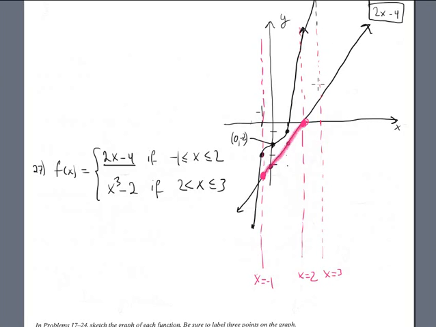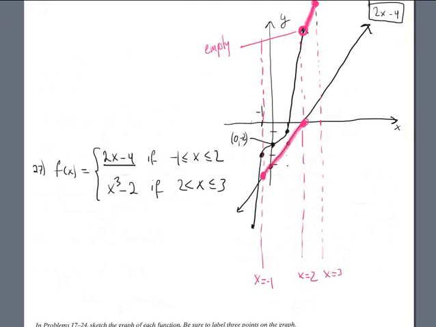Okay, so now, in this case, we continue with the magenta color. And between 2 and 3, we have here empty. This is an empty circle because it's not equal here, and this is full. And 3 is a full circle. And the graph looks like that.